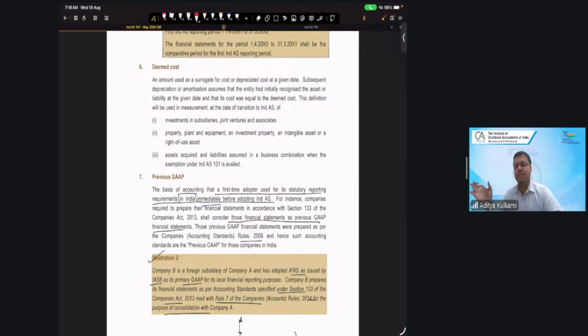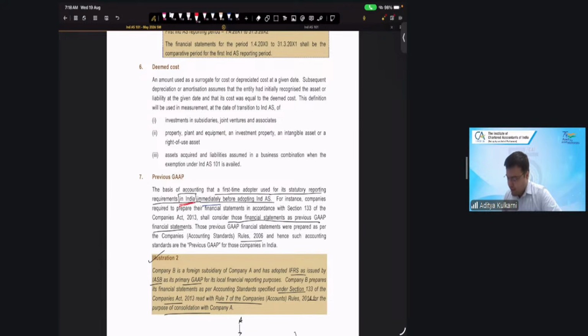All right. Now, what do you mean by previous GAAP? Because the new GAAP will be the Ind AS regime. So what is the previous GAAP? How is it defined under Ind AS 101? The basis of accounting that a first-time adopter used for its statutory reporting requirements in India immediately before adopting Ind AS. So what was the basis of accounting that you were following in India? That becomes your previous GAAP. So generally it would be the AS regime.